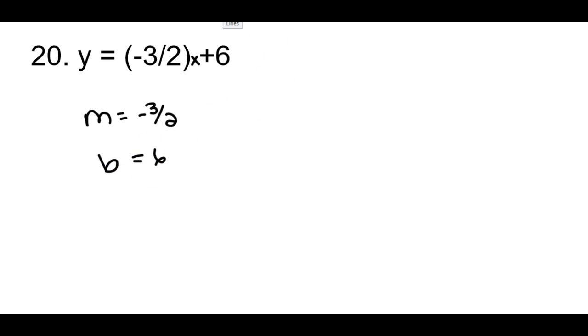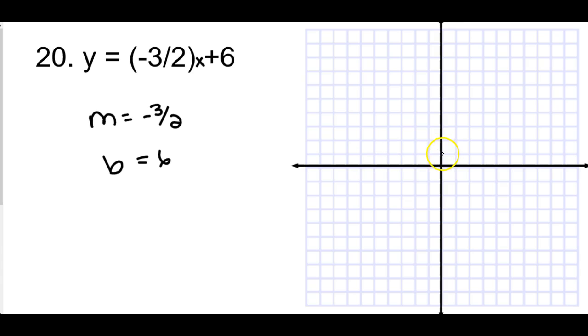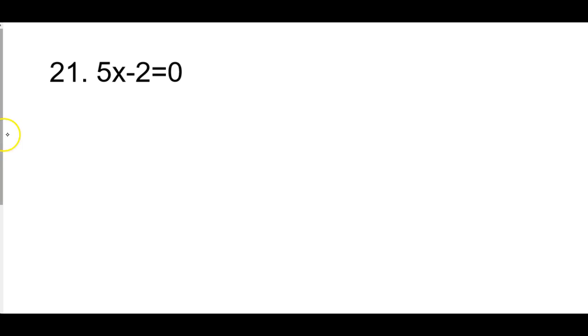So once again, let me put a graph in. Our b is 6. 1, 2, 3, 4, 5, 6. Our slope is negative 3 halves, so we go down 3 and over 2. We go up 3 and over 2 this way, and then our line is going to be connecting the dots right here. Remember, if the slope is negative, it's going to be going downhill from left to right, which all matches up with what we've got going on.